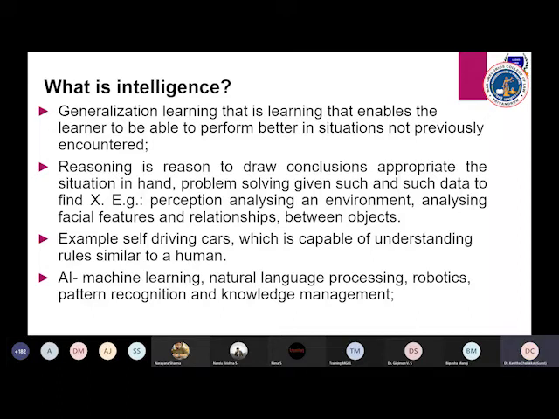So AI, in the current technological developments, is manifested in different areas. There is machine learning, there is natural language processing. Now BBC news readers use Google Translate and other algorithms to speak in Hindi or Spanish. They don't even know the language, so they speak in English, but the language translator automatically translates it to Hindi or Spanish. Then you have robotics, which we just saw in that video, and then you have pattern recognition and knowledge management.